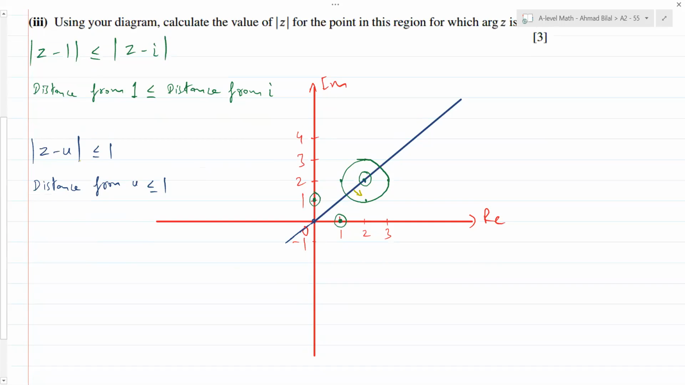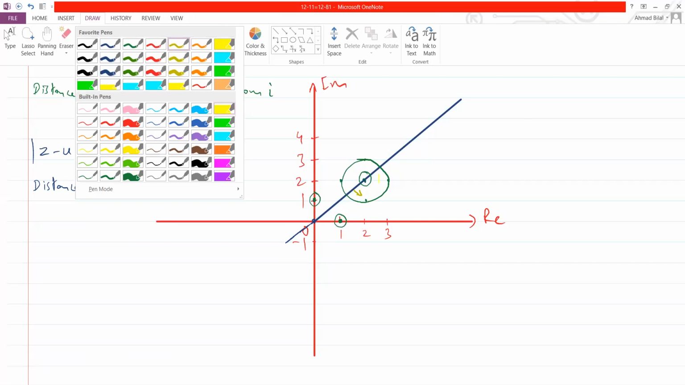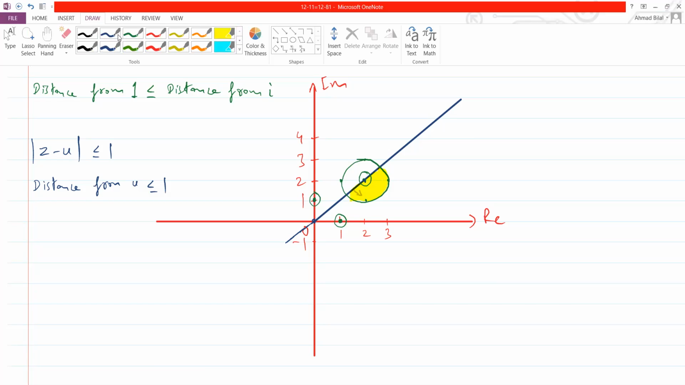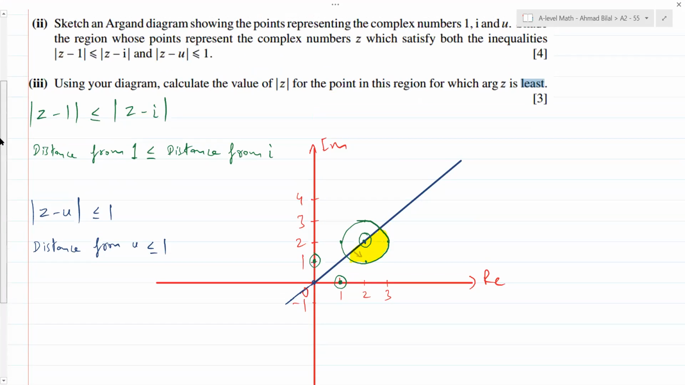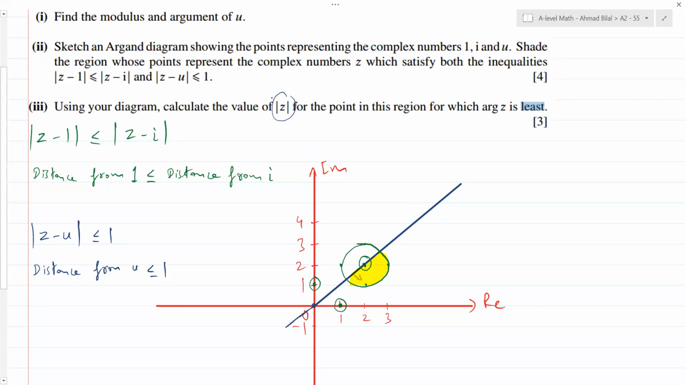Okay. Distance of Z from U is less than or equal to 1, so we have to be inside the circle. So what is the region then? Inside the circle and below the line, that's this part, this semicircle that you have here. These are the points that represent the locus that we're talking about. Okay. Any issues with this? No, this is fine. Now the second part is what is actually a bit trickier.